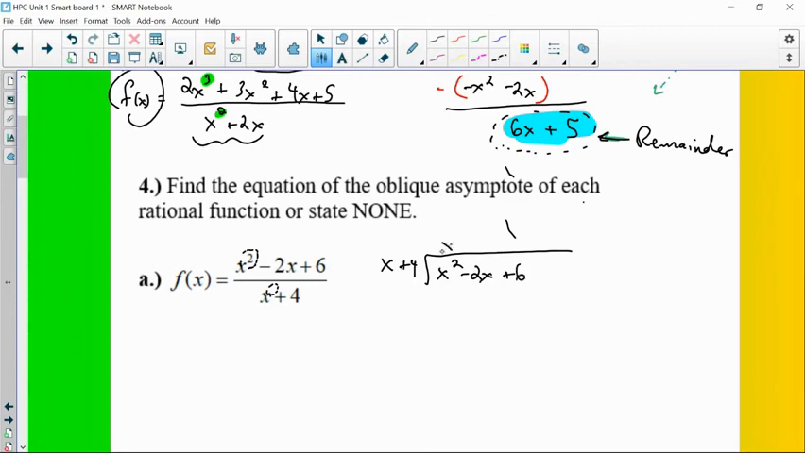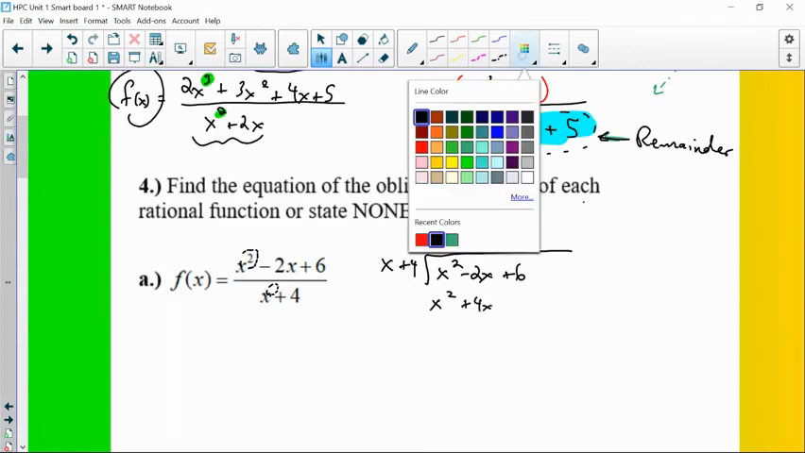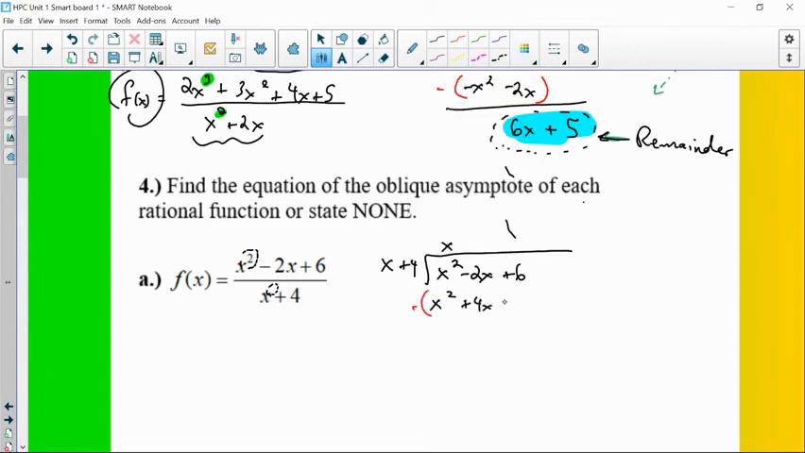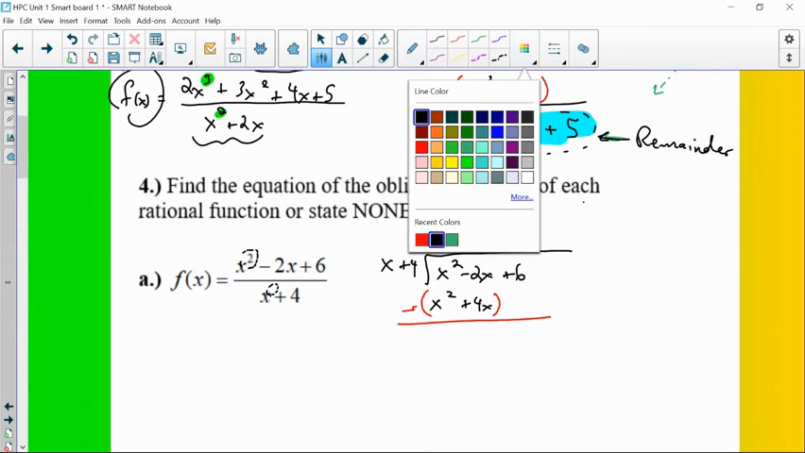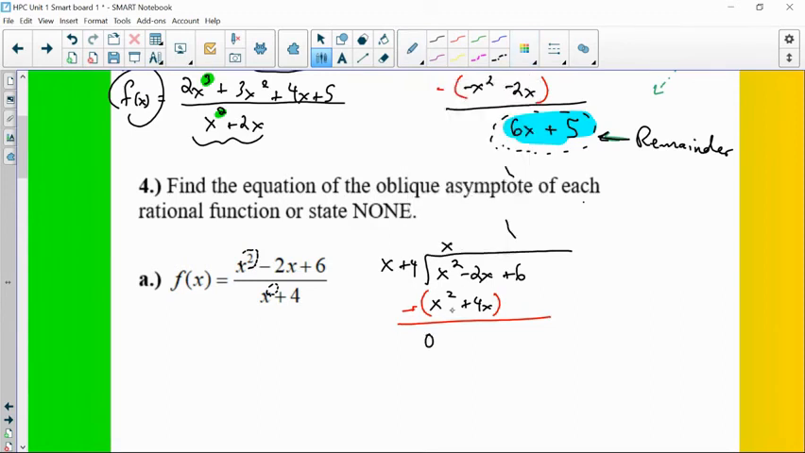So x goes into x squared x times. x times x is x squared, plus 4x. Don't forget, remember, we subtract, so I'll highlight that in red. Don't forget to subtract that. And so then we get x squared minus x squared is 0, negative 2 minus 4 becomes negative 6x, and then you bring down your 6. And then we do it again.